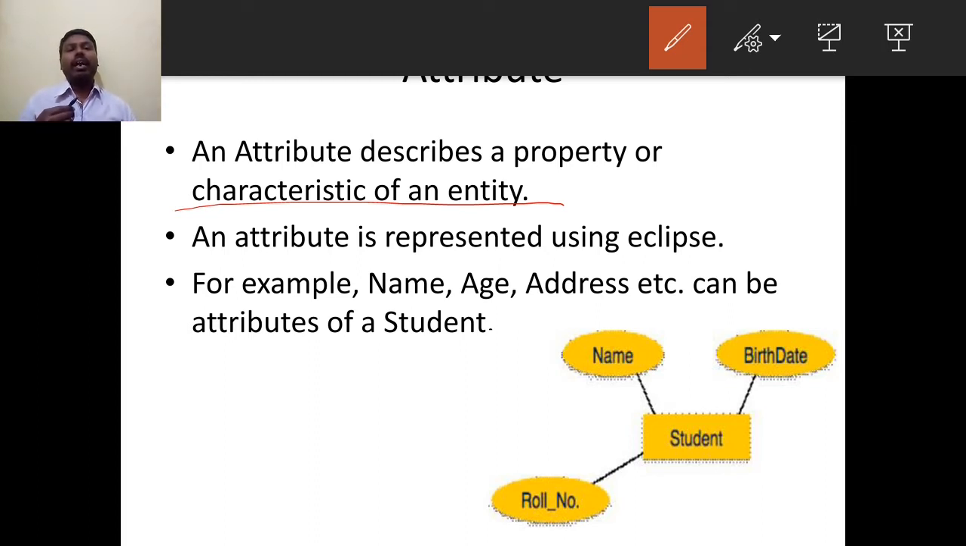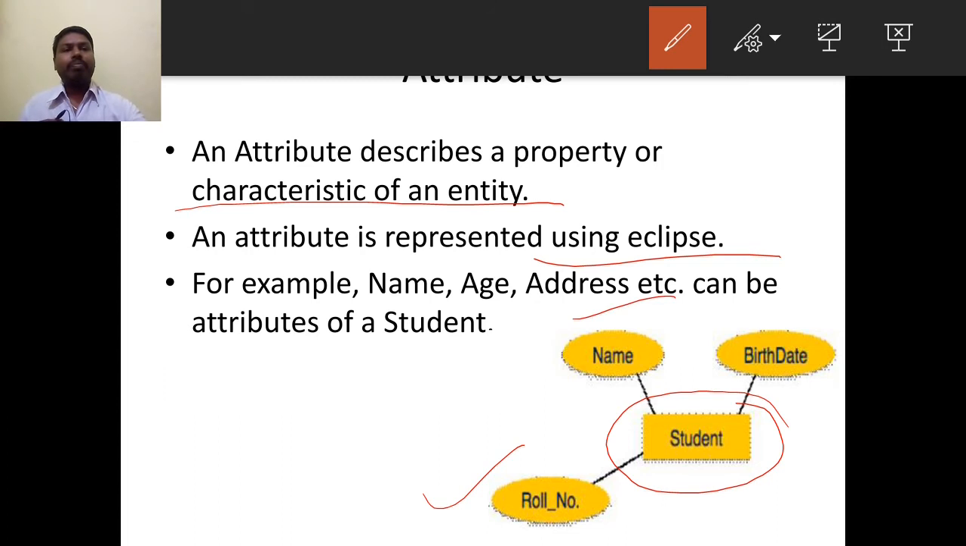Next, an attribute is represented using an ellipse. So how do we represent an attribute? We represent it using an ellipse. We can see one small example here. Student. What is student here? It is an entity. How do we represent it? We represent it using a rectangle symbol. For the student, you can see the characteristics. Roll number is a characteristic. Name is another attribute. How do we represent it? We represent it using an ellipse. Date of birth, how do we represent it? We represent it using an ellipse.